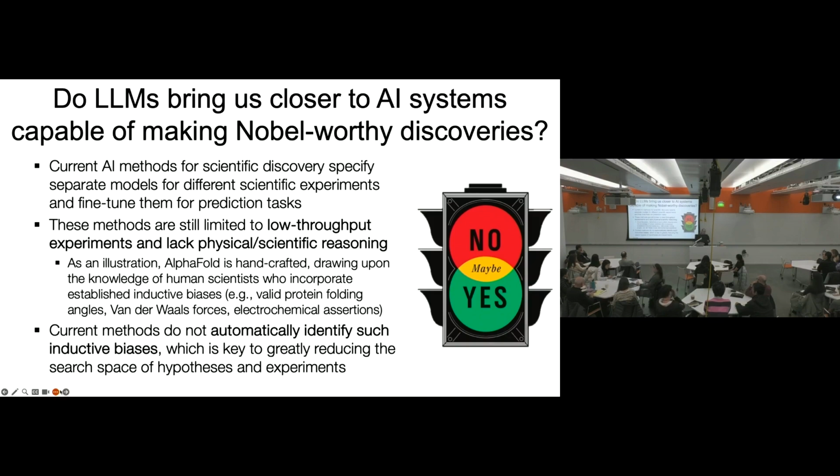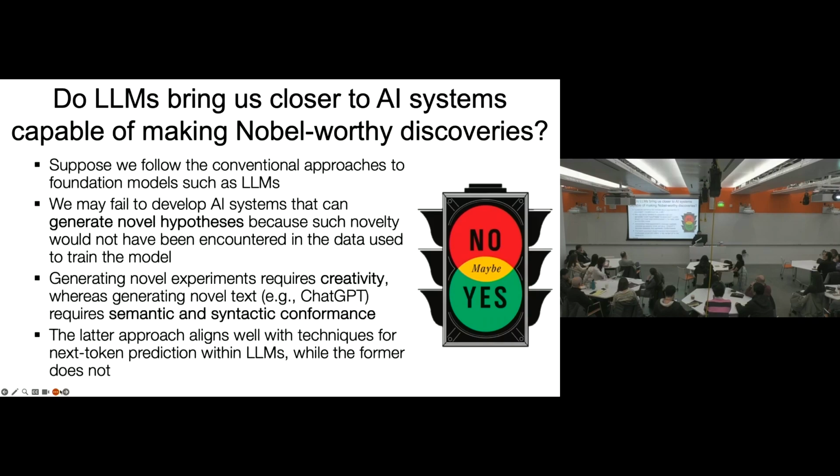So the challenge is that current methods really do not automatically identify those inductive biases. And why is this so important? Because having this predefined notion of the space of possible solutions is so relevant for reducing the size of the hypothesis space that needs to be examined and through which the models and human scientists need to navigate, and potentially also reduce the cost associated with actually generating experiments in the lab.